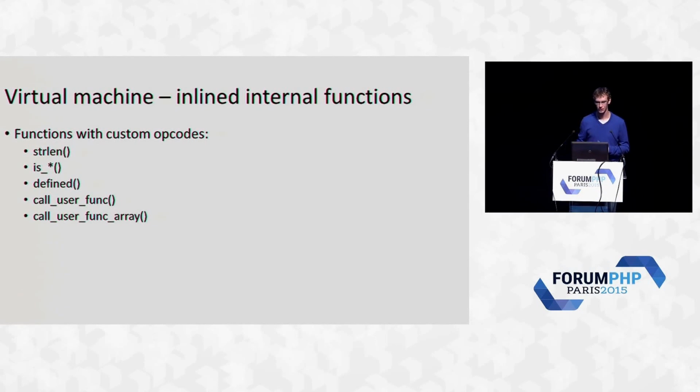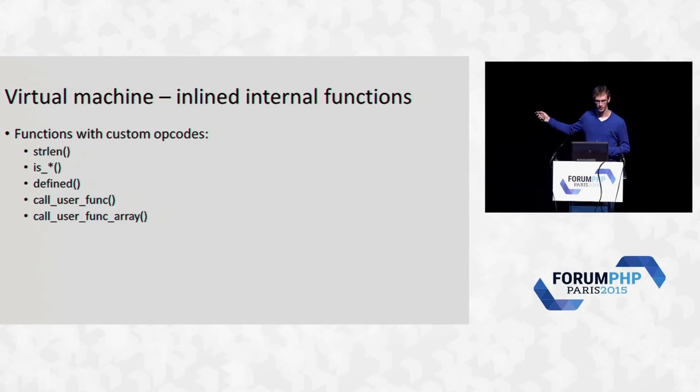Another one I would like to highlight are specialized opcodes for a couple of commonly used internal functions. So functions like strlen, is_int, is_bool, define, call_user_func, call_user_func_array. These now have custom instructions in the virtual machine. So instead of emitting a function call to an internal function, which is a relatively expensive operation, we now have specialized opcodes which can compute the value directly.